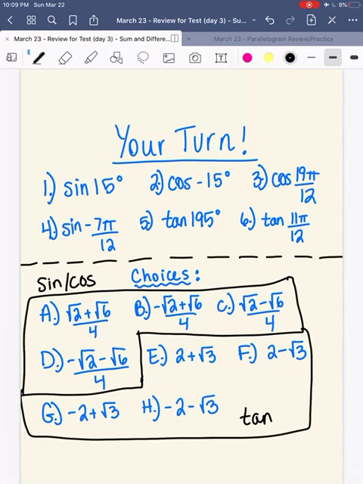Okay, so try those 6. Do the best that you can, and we'll continue reviewing, kind of putting it all together starting tomorrow.